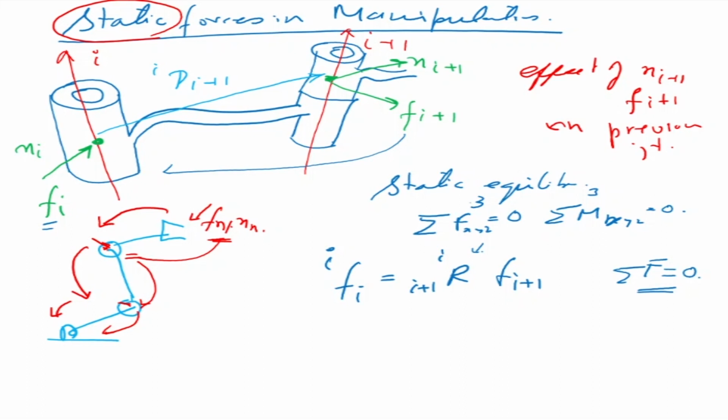Now what is this convention of Fii? It basically means the force acting on the i plus 1 frame, expressed in the ith frame. So the i plus 1 quantity is being expressed in the ith frame, that's why it's an i there. So this is one force equation. What about the moment equation? The moment equation is going to be Ni, in the ith frame, equal to the moment which is coming from the other frame, Ri i plus 1.